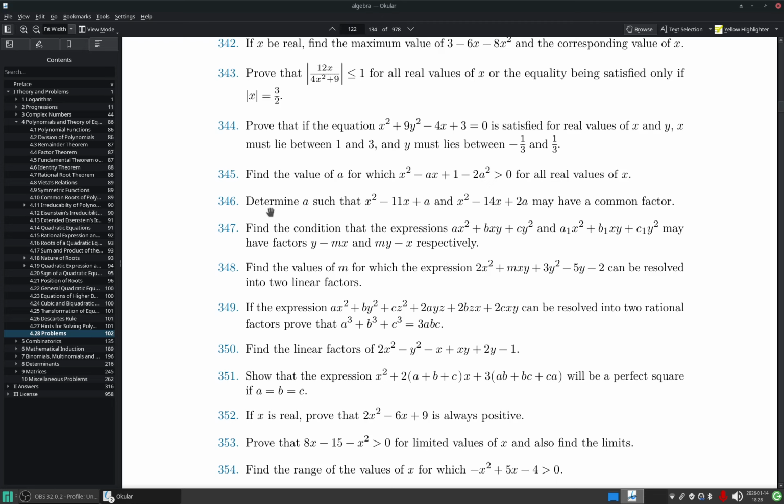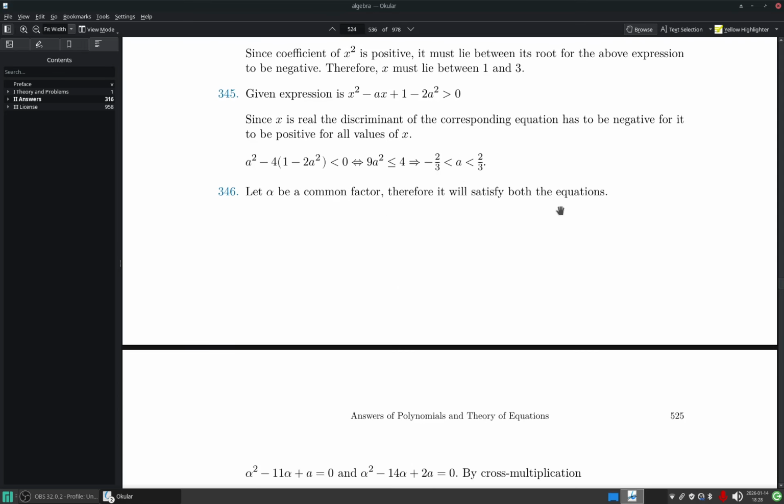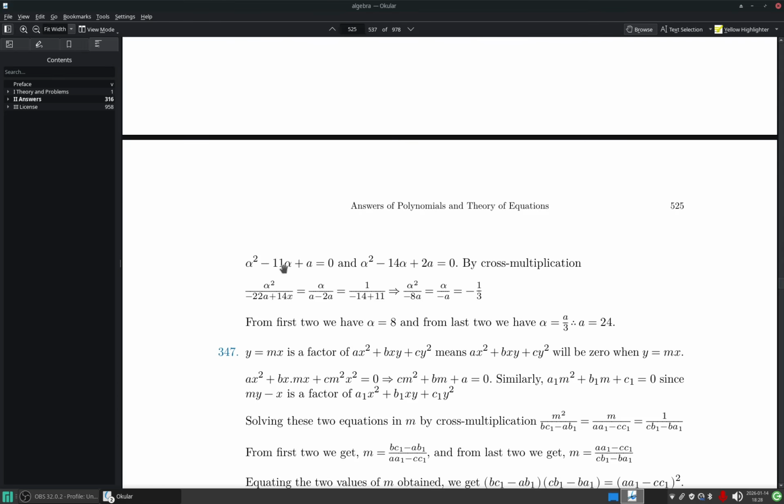Question 346 says that determine a such that x square minus 11x plus a and x square minus 14x plus 2a may have a common factor. So we let alpha be the common factor which will satisfy both the equations. We get alpha square minus 11 alpha plus a is equal to 0 and alpha square minus 14 alpha plus 2a is equal to 0. We do cross multiplication, we get alpha square by minus 22a plus 14a is equal to alpha by a minus 2a is equal to 1 by minus 14 plus 11. We get alpha square by minus 8a is equal to alpha by minus a is equal to minus 1 by 3. So from the first two terms we have alpha is equal to 8, and from the last two we have alpha is equal to a by 3. So a by 3 will be equal to 8, so a is equal to 24.